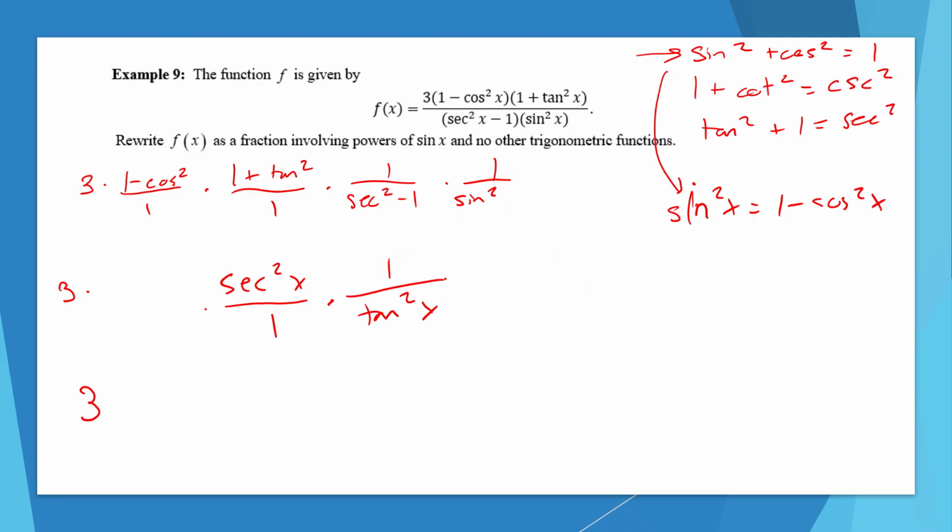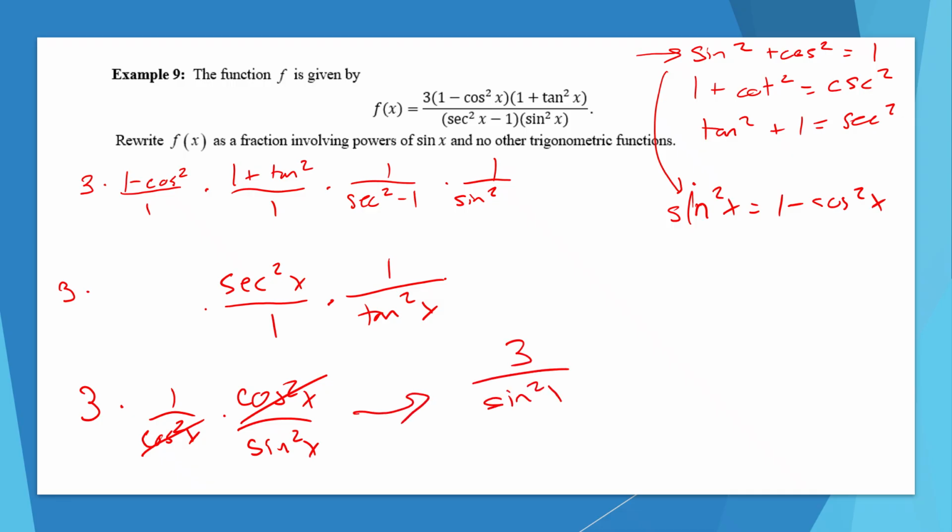And then this would be 3 times 1 over cosine squared x times 1 over tangent, which is cosine squared x over sine squared x, and then the cosines will cancel out. We are left with 3 over sine squared x, and that should just be our answer. You do not want to convert this to 3 cosecant squared x. That would be wrong because we only want sine there.